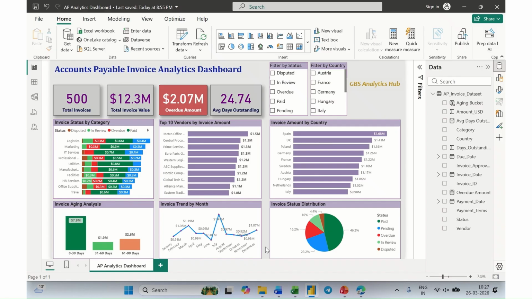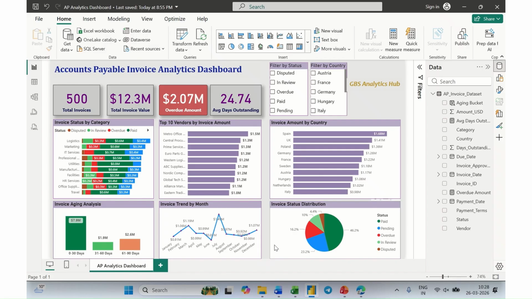One of the most powerful features of this dashboard is the interactivity built into the slicers on the right. We have two filters: filter by status and filter by country. Watch what happens when I click overdue in the status filter. Every single visual on the dashboard instantly recalculates and refilters, showing only overdue invoices across all charts simultaneously.